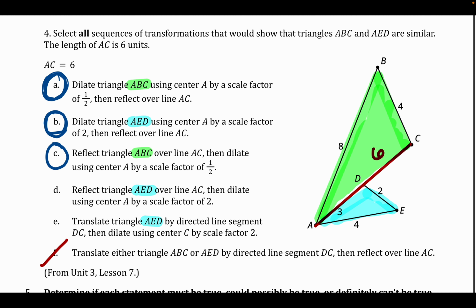Okay, let's check out option D and then option E. So reflect triangle AED over line AC. So we're reflecting this over this line, and then we are dilating it by a scale factor of 2 to make it bigger. Yes.